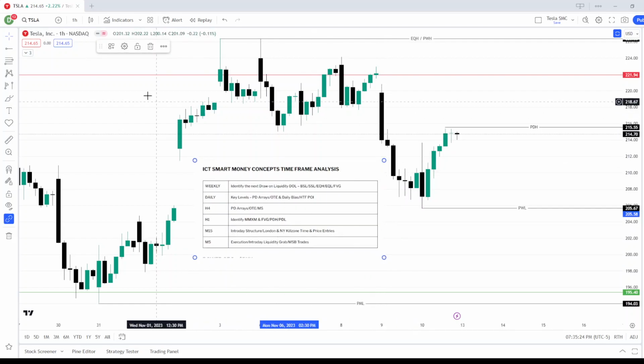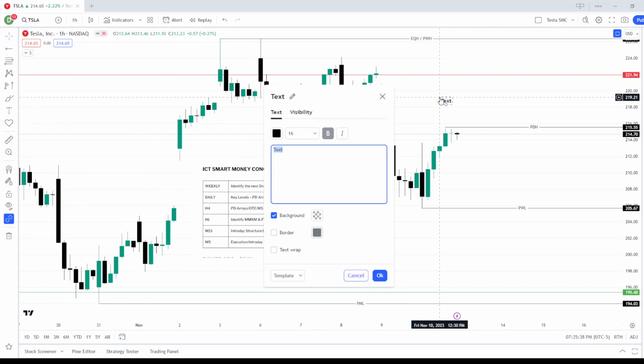All right, so we got our 1 hour. We looked at market maker buy model. So right now it looks like we're in a market maker sell model. Market maker buy model is back here. It looks like we've had a reversal here. So it looks a lot like we're in a market maker sell model currently. But that is last week, so it doesn't mean that that's going to hold up all week.